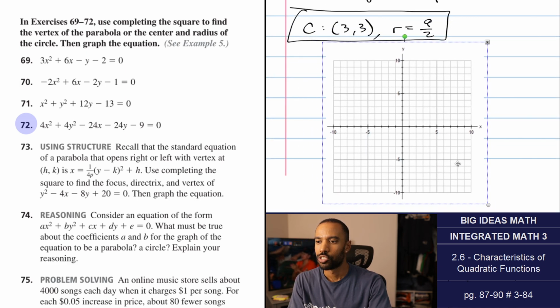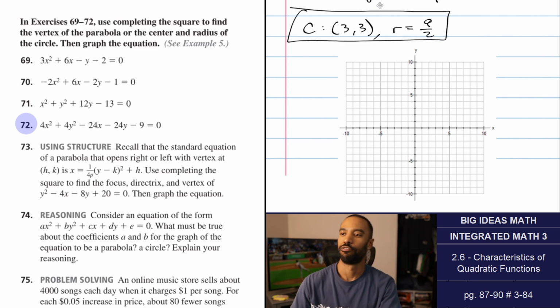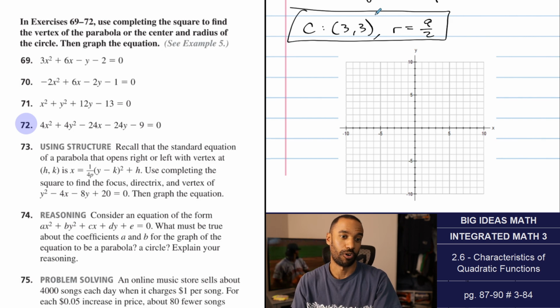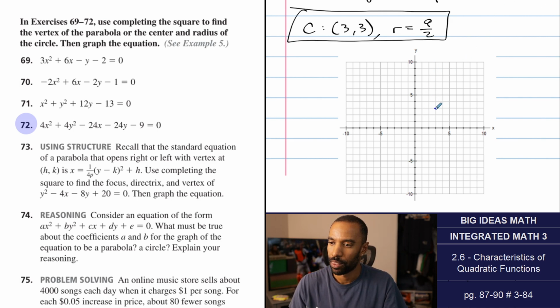Okay. So let's give this one a shot. I guess I will attach this graph paper for one problem. I don't know if you'll print it out for one or two problems. Maybe we'll have more. So 3, 3 is my center. Now I'm going to go 4.5 each direction. 1, 2, 3, 4.5.